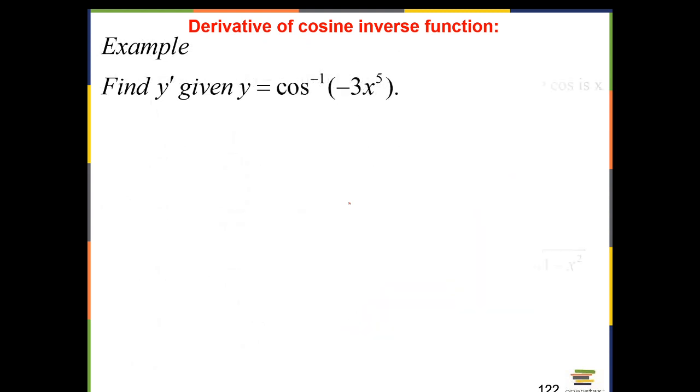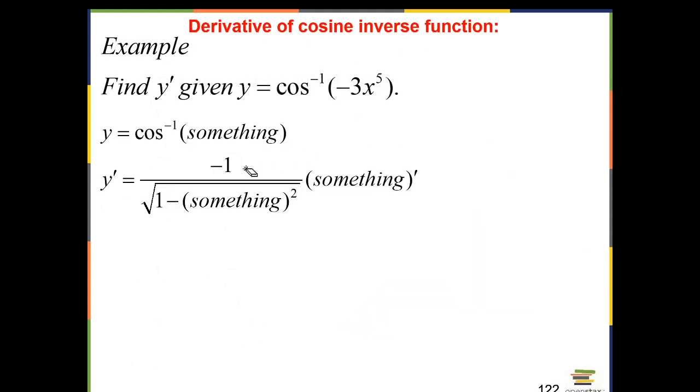Or in general, if you think of the derivative of cosine inverse of something, it would be negative 1 over square root of 1 minus something squared, times that something prime, the derivative of whatever that is. So in this case, that is negative 3x to the fifth.